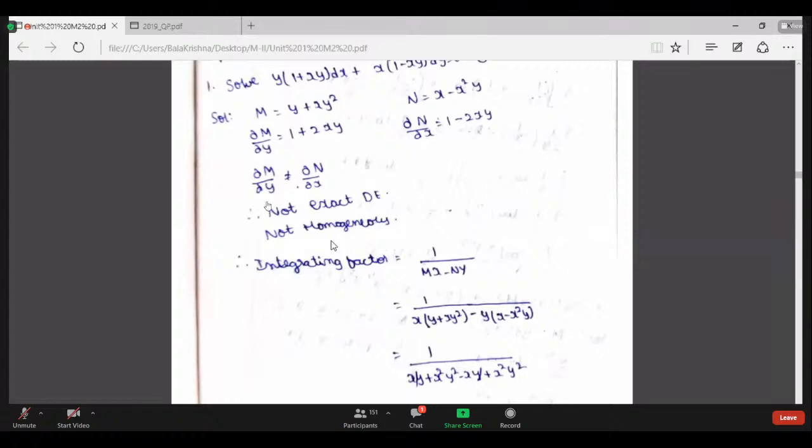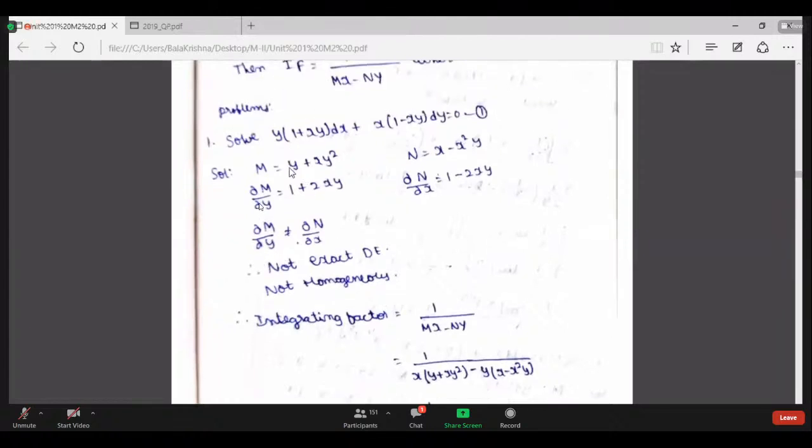And see whether it is homogeneous or not. See here, m has y plus xy square. The degree of y is 1. The degree of xy square is 3. And the degree of x is 1 here, and the degree of x square y is 3. That means the degree of each term is not the same. As the degree of each term is not the same, it is a non-homogeneous equation.